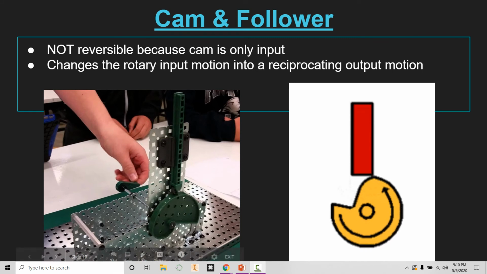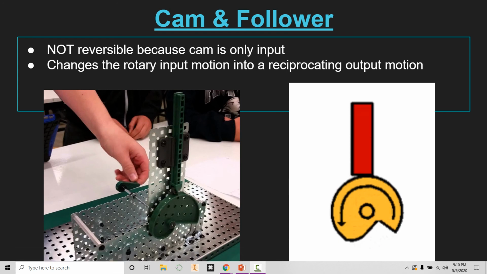In this system, what we have as our second note up there is we have our rotary input, which is our circular motion input, that moves into a reciprocating output motion. So this follower piece, as we see, is bouncing up and down. So it goes down and then it goes back up as the cam spins, stays up to the top, drops back down. So the reciprocating motion is moving up and down.